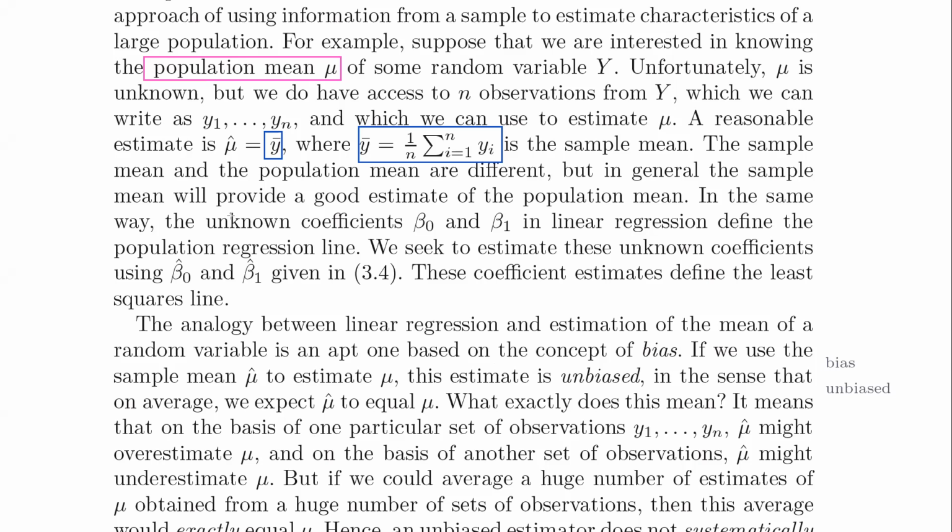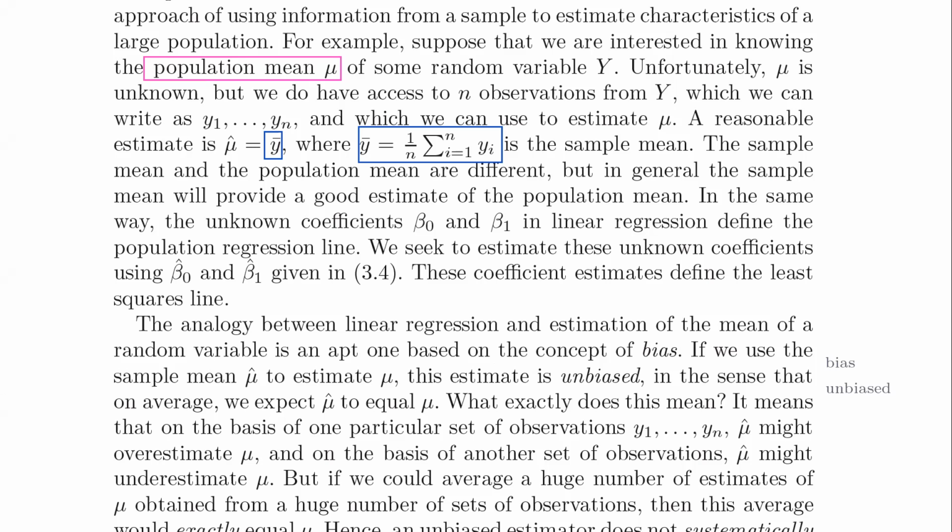In the same way, now going back to linear regression, going back to these betas that we need to estimate, the unknown coefficients beta naught and beta 1 in linear regression define the population regression line.